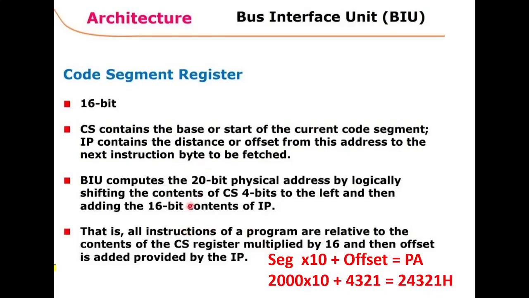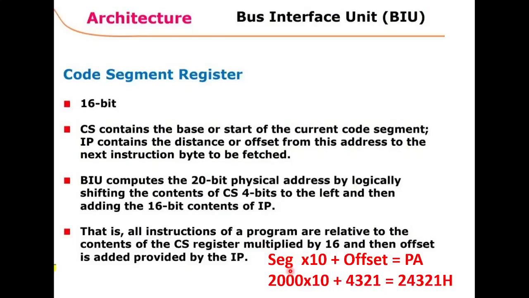That is what is given in the third point. And the last point: all instructions of the program are relative to the contents of the code segment register multiplied by 16, and then the offset is added. They said 16, which means they are representing it in decimal, but here we are taking hexadecimal. In hexadecimal you need to write 10, and in decimal you need to take 16. That is what they gave in the last point. I hope you understand the code segment. The code segment register is a 16-bit register that contains the base address, and IP contains the offset address. By using the base address and offset address, we can generate the 20-bit physical address. We can say base address, or otherwise segment address, or otherwise start address.